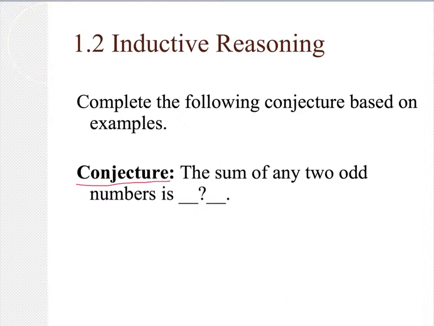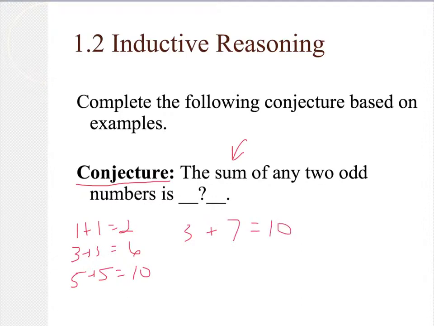All right, well, let's look at it. Sum of any 2 numbers. Sum meaning we're going to be adding. So if I look at 1 plus 1, that equals 2. If I look at 3 plus 3, that equals 6. 5 plus 5, that equals 10. What if I just did 3 plus 7? That's also 10. So if I look at this, I have odd plus an odd, odd plus an odd, odd plus an odd, so on and so forth.